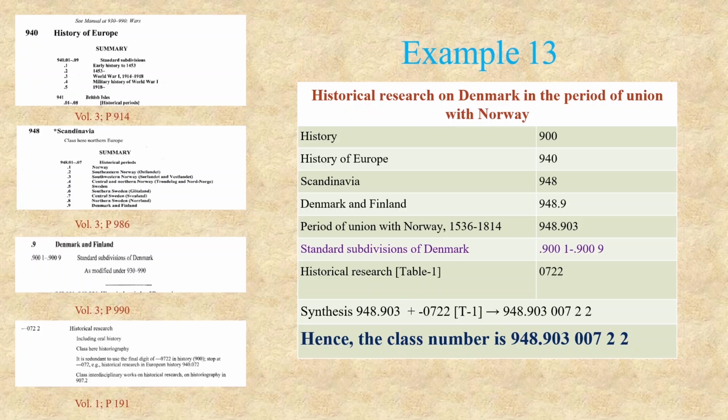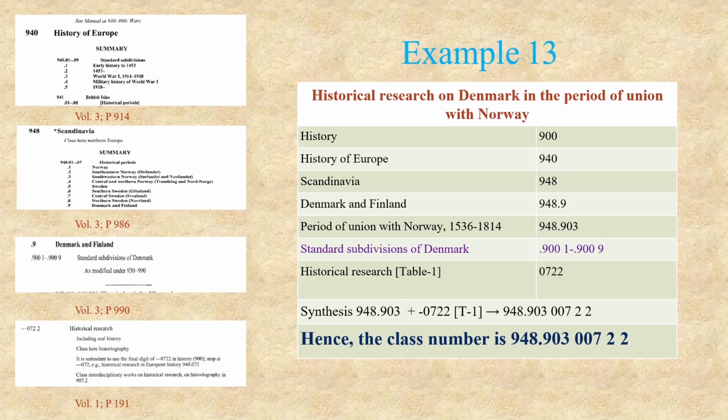So what will be the subject? Subject is historical research. Then geographic focus, Denmark and Norway. And then time period. Time period of union 1536 to 1814. Then step 2, determine the main class. History falls under 900, history of Europe falls under 940, history of Scandinavia falls under 948, Denmark and Finland falls under 948.9, period of union with Norway, 1536 to 1814, falls under 948.903.